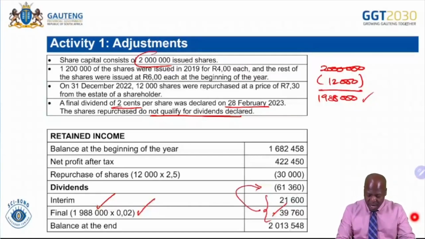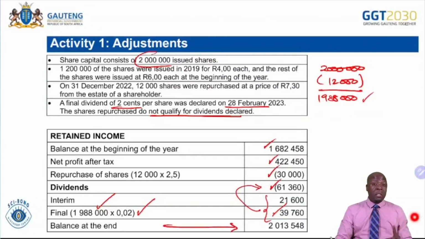Once we do that, then we can now say our balance at the beginning plus the net profit after tax minus the repurchase of shares minus the dividends. Then we get the balance at the end. In this case, we have completed question 1 of the Free State 2023 prelim paper. Dear learners, we're going to take a 5-minute break, and then when we come back, we're going to do a balance sheet from the Eastern Cape prelim paper for the year 2023. So make sure you stay tuned. See you in 5 minutes' time.